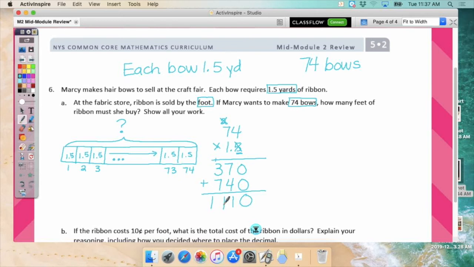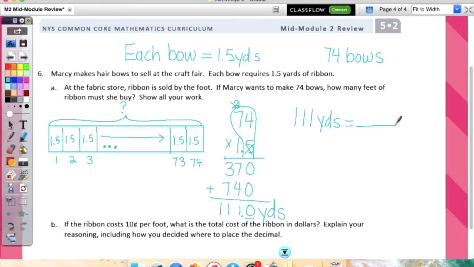Okay, did you get 1,110? Yeah. But I'm going to do what? Right. So this is how many yards I need. I mean feet. Feet, yeah. Don't say yards. That's going to be huge hair bows, isn't it? So now we're going to change yards to feet. Okay? How many feet are in a yard? 3. So double check if you can't remember tomorrow, okay? It's right there on your anchor chart. 111 yards equals blank feet. Now all we have to do is convert this.